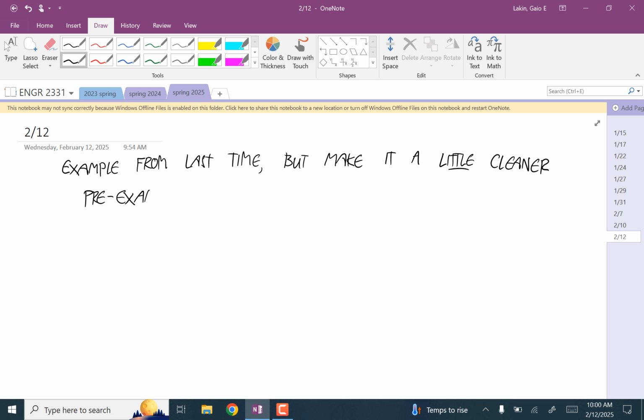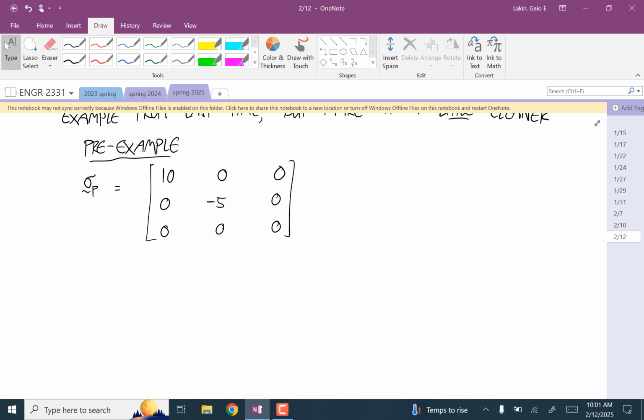Okay, so the pre-example from last time, coming up with it. So remember how I did this? I said my principal stress is going to be 10, 0, 0, 0, negative 5, 0, 0, 0, 0. And then, Price is Right style, I just spun the coordinate system. I gave it a good spin and just got random values. But I'm not going to give it quite as good a spin this time. I'm going to keep it a little cleaner.